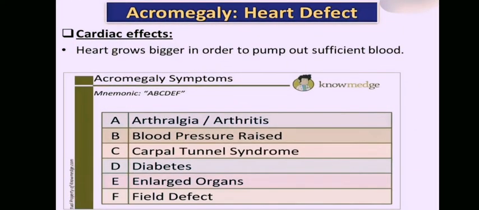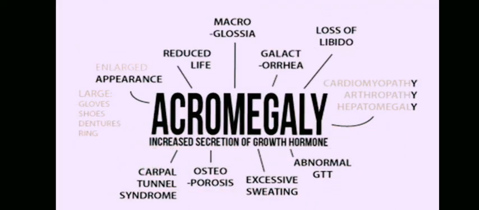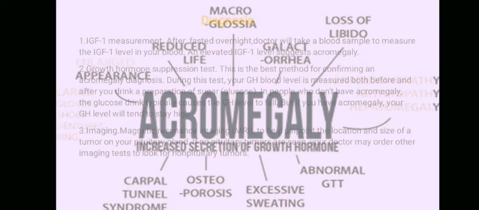It also has a cardiogenic or cardiac effect. The heart grows bigger in order to pump out insufficient blood. Acromegaly has its A, B, C, D, E, F: A for arthralgia, B for increased blood pressure, C for carpal tunnel syndrome, D for diabetes, E for enlarged organs, and F for field defect. So these are the defects related to acromegaly, increased secretion of growth hormone.